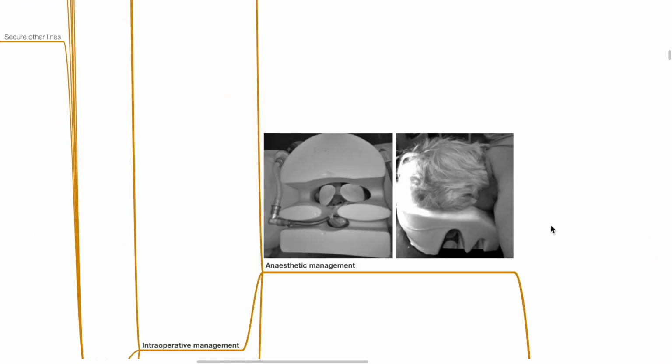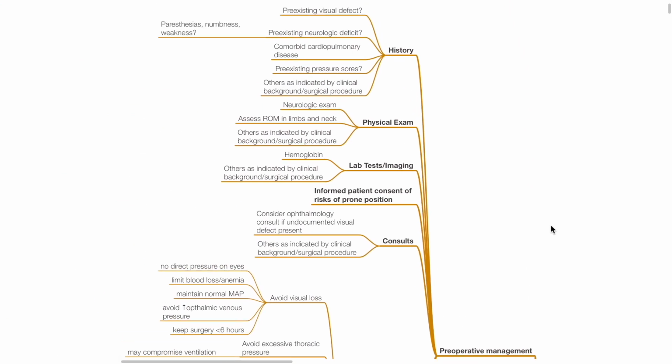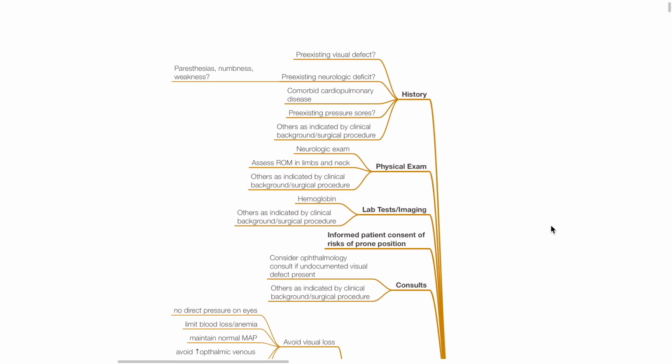Anesthetic management during the prone position. Preoperative management. History. Assess whether there is pre-existing visual defect, pre-existing neurologic deficit, comorbid cardiopulmonary disease, pre-existing pressure source, and others as indicated by clinical background or surgical procedure.